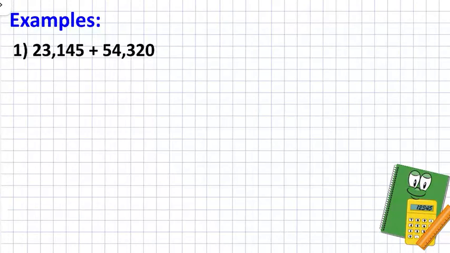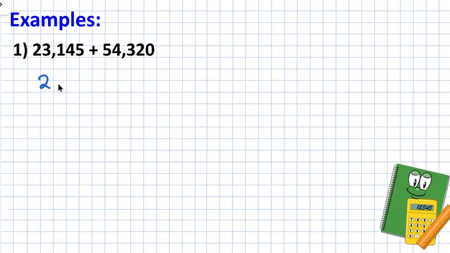So let's take a look at this number. So we have 23,145 plus 54,320. So the first thing you want to do is arrange these numbers in columns. So for the first number, we have this 1, 4, and 5. So for the second number, we have 5, 4, 3, 2, 0, then with our addition sign.